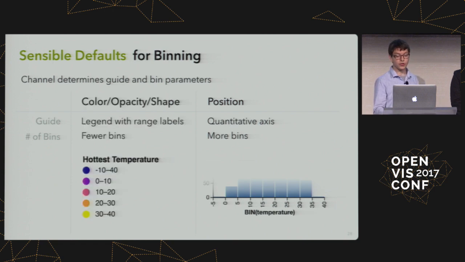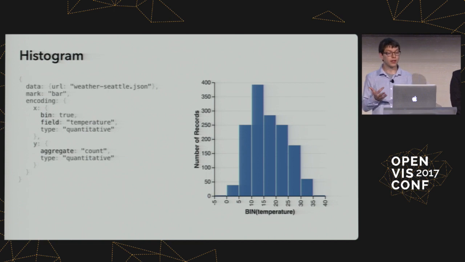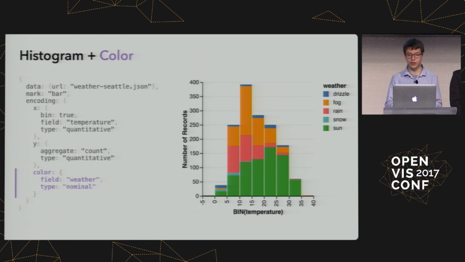If we instead use a non-positional channel, such as color, opacity, or shape, Vega-Lite generates a legend with range labels as the guide, and it uses fewer bins, as color in this case is less discriminable. Having a visualization grammar allows us to reason about the specification and optimize the visual output as we've seen. With a grammar, we can also incrementally optimize a chart, as I've shown, or add encodings. For instance, if we encode the dominant weather type with color, we get a histogram that shows us what the dominant weather type on days with a particular temperature was.